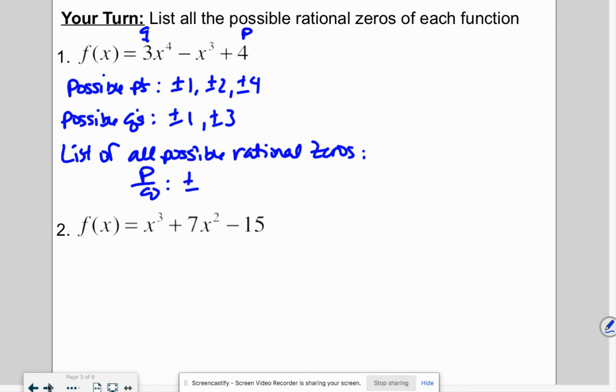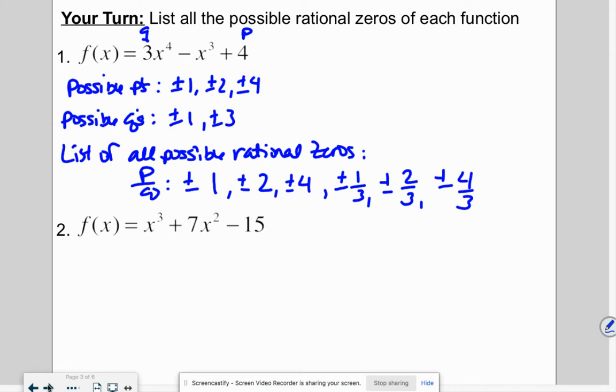So plus and minus 1 over 1 is 1. Plus and minus 2 over 1 is 2. Plus and minus 4 over 1 is also 4. Plus and minus 1 over 3. Plus and minus 2 over 3. And plus and minus 4 over 3. So again, we've gone from an infinite list of rational zeros for this function down to 12. So these are the 12 possible rational zeros. There are no others that are zeros of this function f of x.